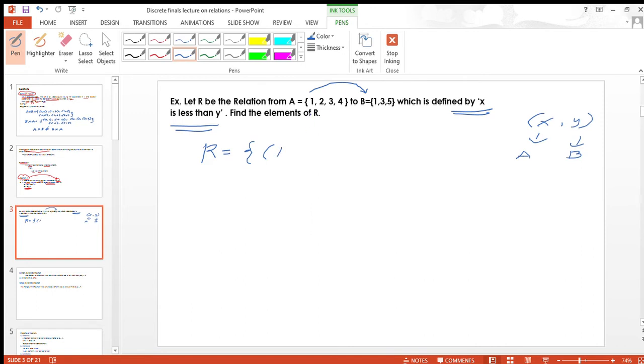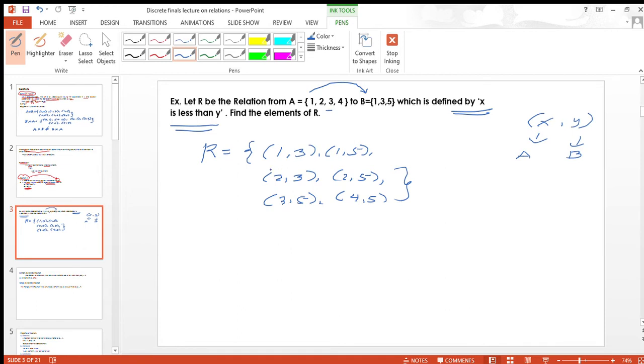So 1 cannot be paired to 1 because they will be equal, but 1 can be paired to 3 because 1 is less than 3. 1 can be paired to 5. What else? 2 cannot be paired to 1, but 2 can be paired to 3. 2 can be paired to 5. What else? 3. So we're here now. 3 cannot be paired to 1. 3 cannot be paired to 3, but 3 can be paired to 5. And then 4 cannot be paired to 1, cannot be paired to 3, but 4 can be paired to 5. Okay? So we now have the elements of R.